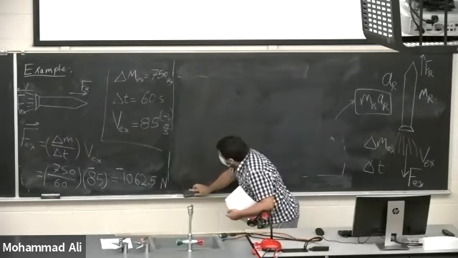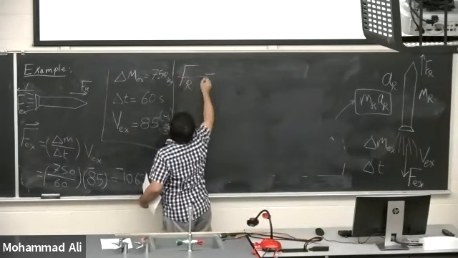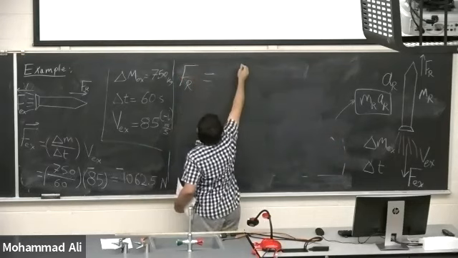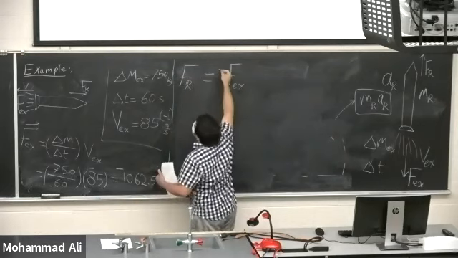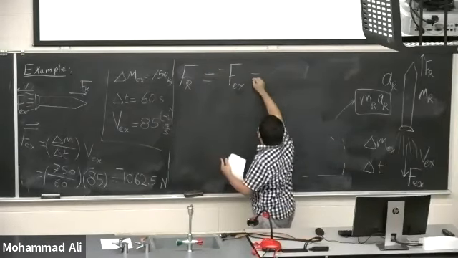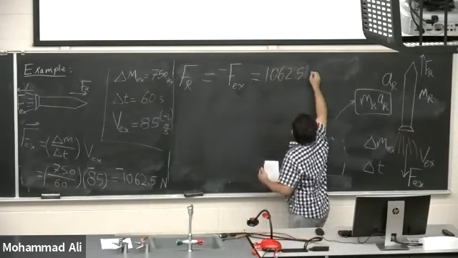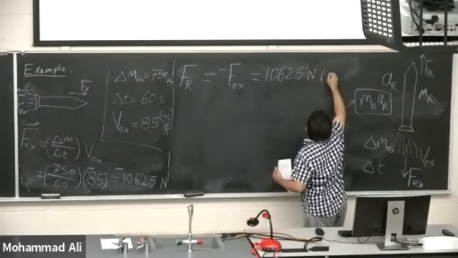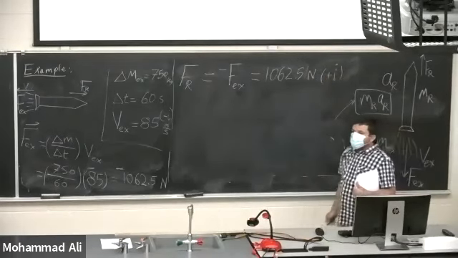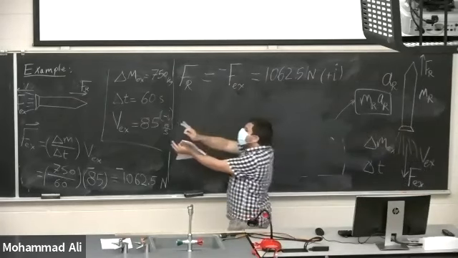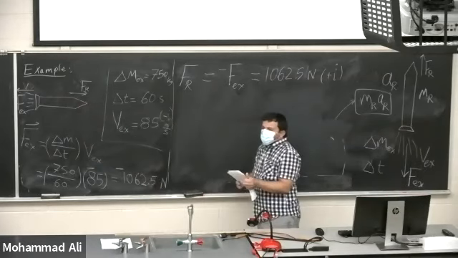Okay, now, what is the force on the rocket? It is equal to the force for the exhausted material, but with the negative sign because of the direction. So the force is equal to 1,062.5 newtons in the positive x direction. So this rocket will move, will accelerate, in the positive x direction.